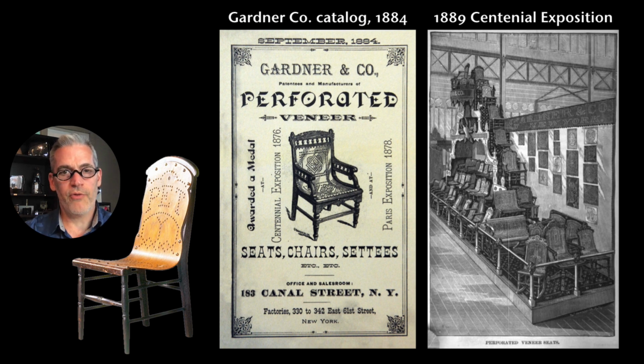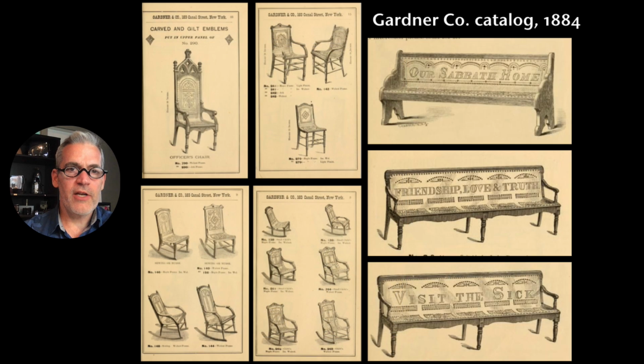The picture on the right is from the catalog of the Centennial Exposition in Philadelphia from 1889, and it just shows a mountain of all their different styles of chair. And the catalog just has page after page after page of chairs that look to our eyes almost identical, but at the time were sort of rich variety of different styles. And look at the crazy benches on the right where they use drill holes to make patterns and spell out words. So we've got Our Sabbath Home, Friendship, Love and Truth, and Visit the Sick. I have to wonder where that last bench was used.